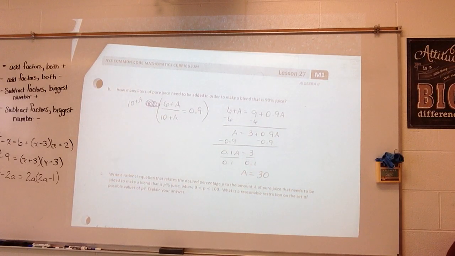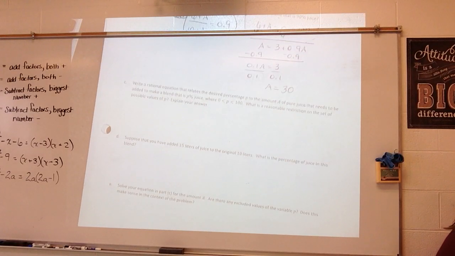So in this case, I would have to add 30 liters of pure juice in order to have the mixture that I needed. Write a rational equation that relates the desired percentage, P, to the amount A of pure juice that needs to be added to make the blend that is P percent juice, where 0 is less than P is less than 100. What is the reasonable restriction on the set of possible values for P, and explain your answer.